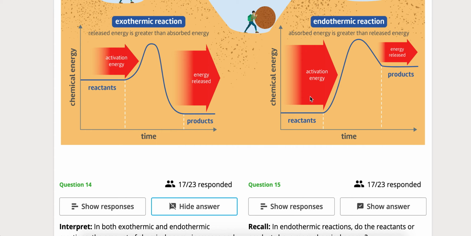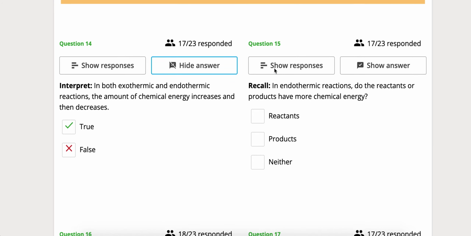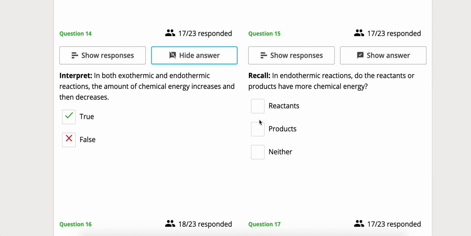So, to start off with our reactants, the energy there is actually quite low on this scale. But if we then go to our products, if we trace this all the way across, the energy level on our products is actually quite high. So what you could say for question 15 is that the products have more chemical energy than the reactants, so this energy has to come from the surroundings.